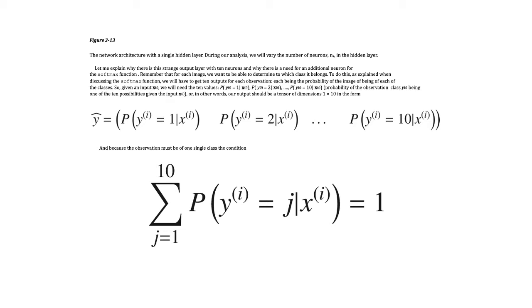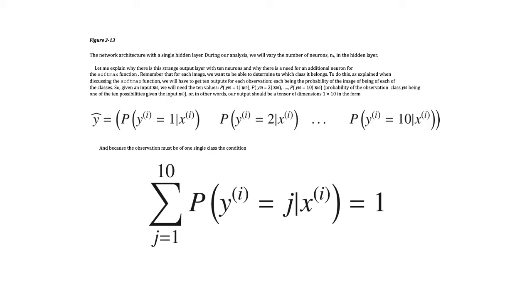During our analysis, we will vary the number of neurons, N1, in the hidden layer. Let me explain why there is this strange output layer with 10 neurons and why there is a need for an additional neuron for the softmax function. Remember that for each image, we want to be able to determine to which class it belongs. To do this, as explained when discussing the softmax function, we will have to get 10 outputs for each observation, each being the probability of the image of being of each of the classes.